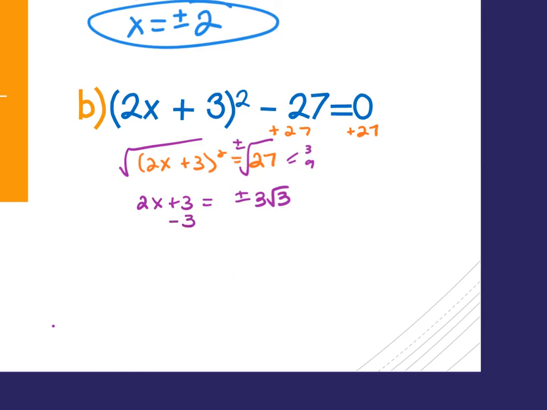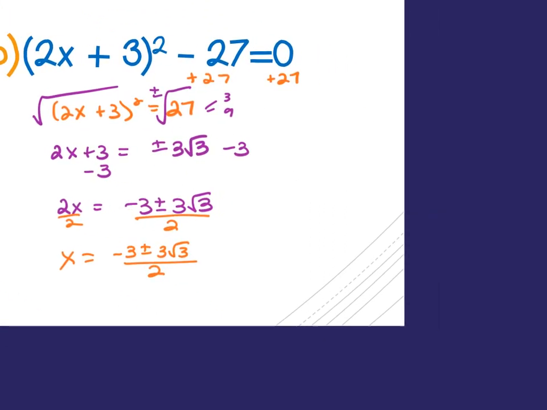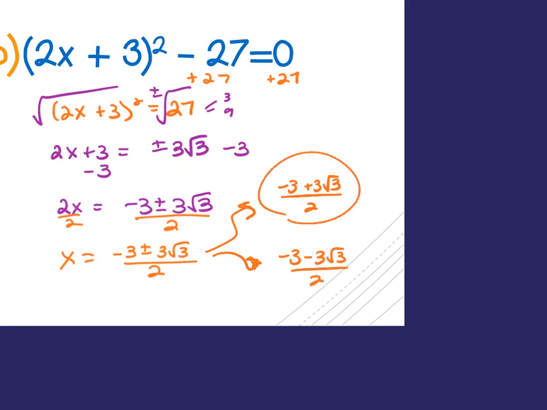Then subtract the 3. So you can actually rearrange that so it's negative 3 plus and minus 3 root 3. Last step, divide by 2. So really there are 2 answers here because of that plus or minus. One that says negative 3 plus 3 root 3 over 2, and one that says negative 3 minus 3 root 3 over 2.